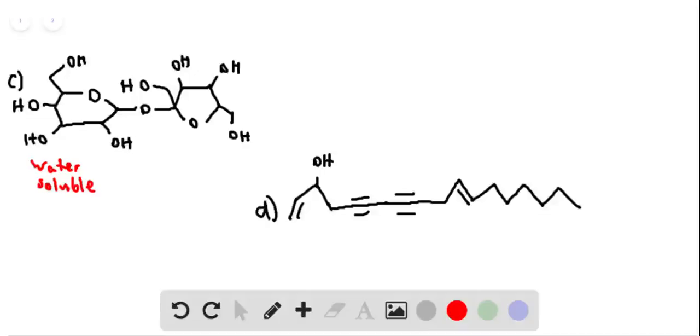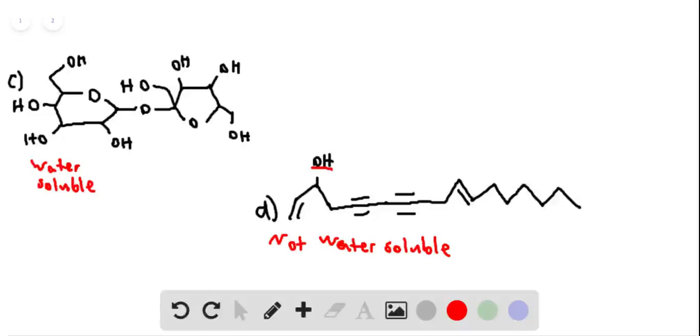Okay, so then looking at D, we have a single polar functional group, many more than 5 carbons, and we can say just by looking at this that this is not water soluble. Remember, there has to be one polar functional group capable of H bonding per 5 carbons. We have 15 or 20 carbons here, and only one alcohol. And so that's not going to work. That molecule is not water soluble.